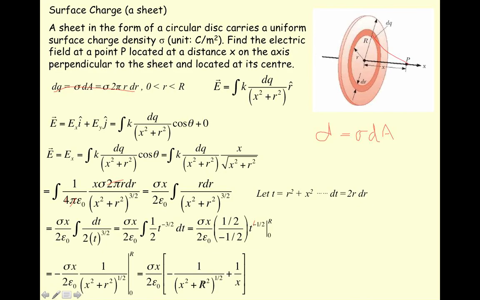And when small r is equal to big R, I get that. And when minus that, it will give me plus, when r is equal to 0, I get that. All right, so this is the result I get for the sheet. The electric field is sigma multiplied by that.